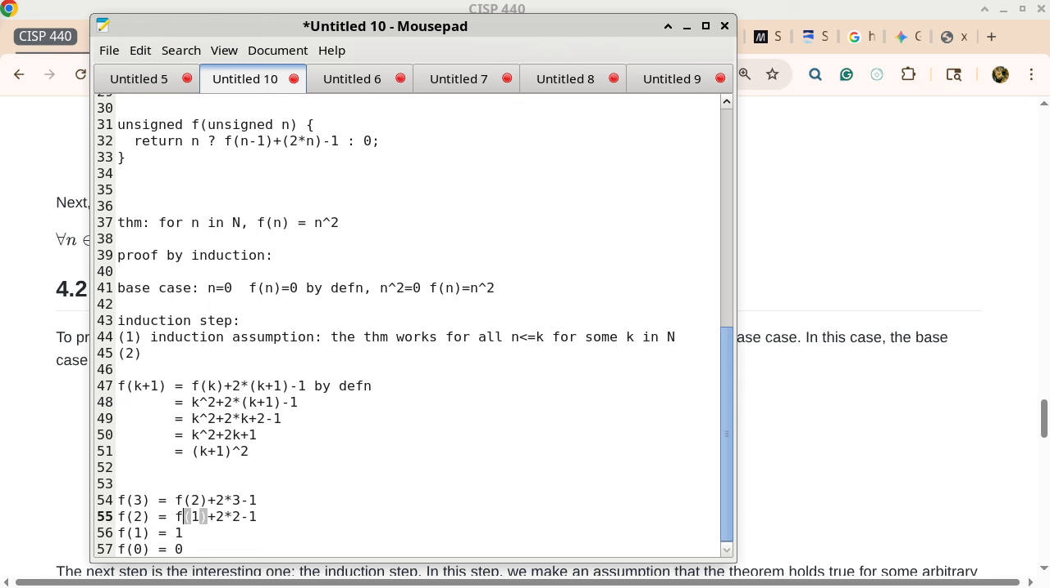And then we go back and substitute this f of 1 with a 1. So now we have 1 plus 4 minus 1, which is just 4. So this evaluates to 4. And then we plug that back to here. F of 2 itself is 4. 4 plus 6 minus 1 is 9.